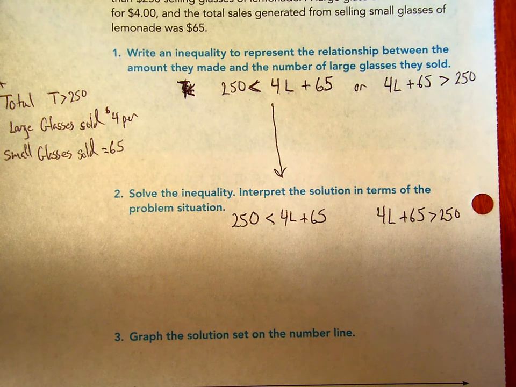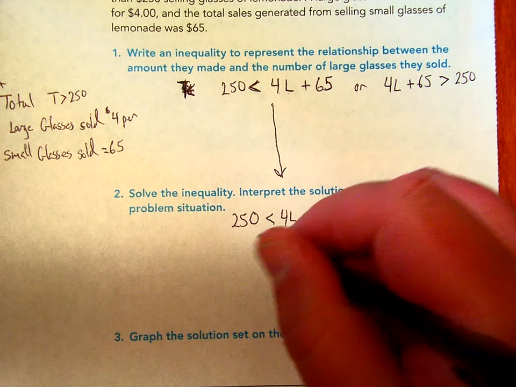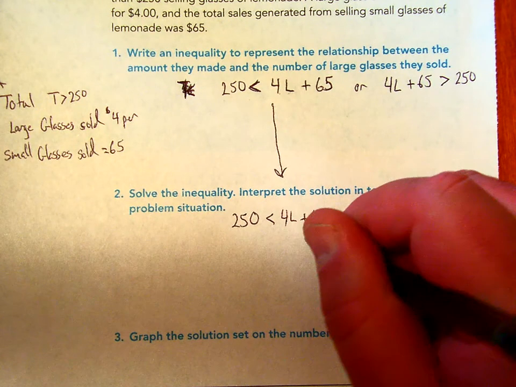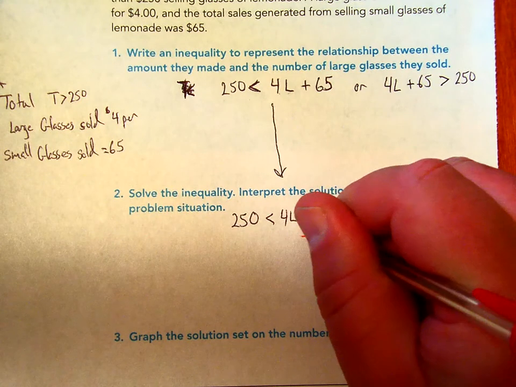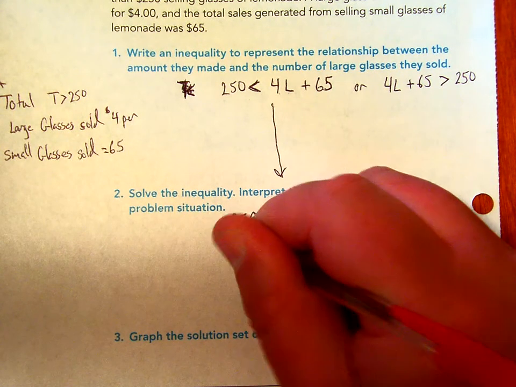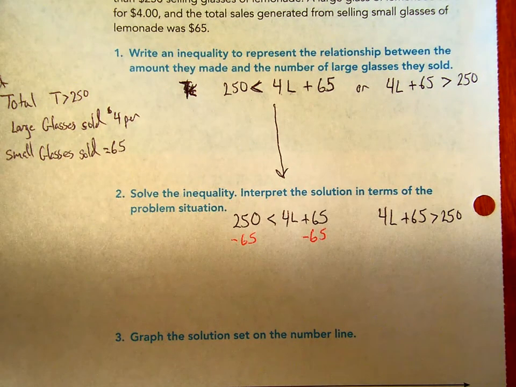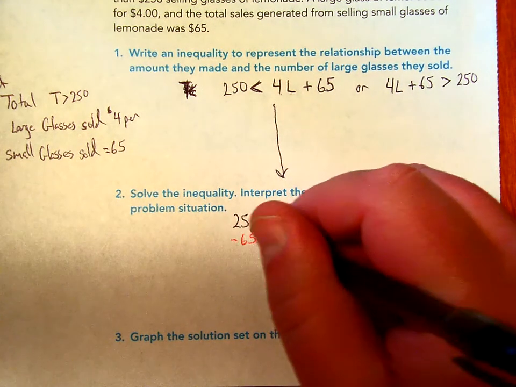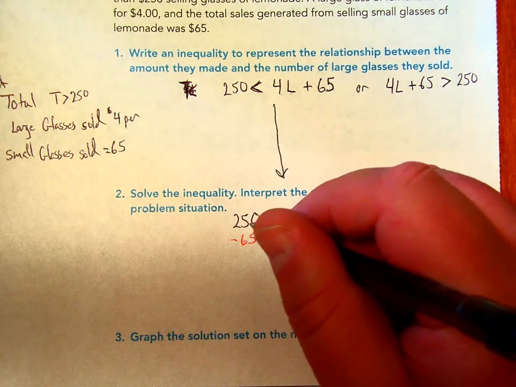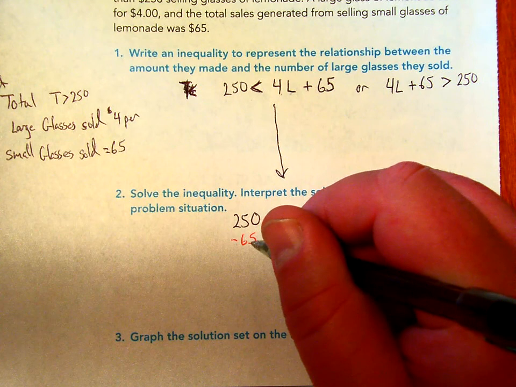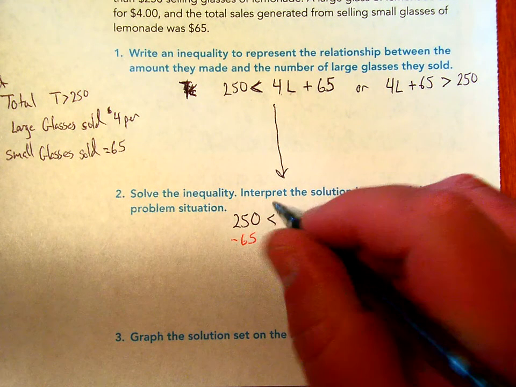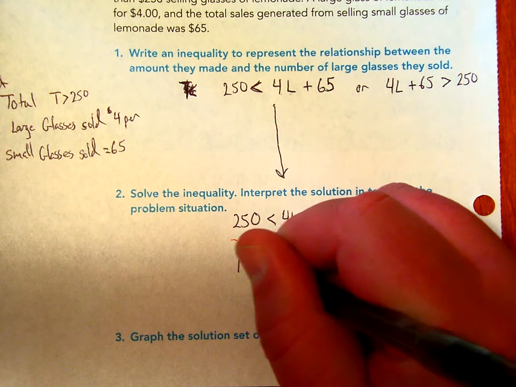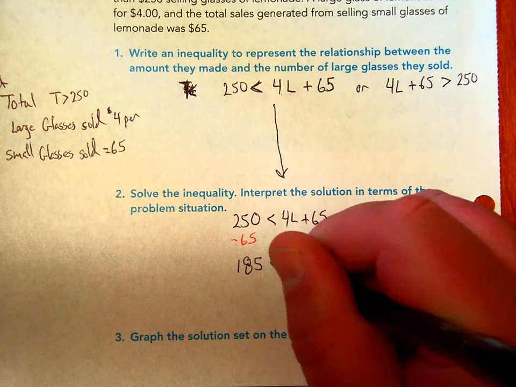And so I need to get L all alone. So I'm going to subtract 65 from both sides. 250 minus 65. Well, 250 minus 50 would be 200. And if I just had 50, that would leave me 15. 200 minus 15 is 185. So 185 is less than 4 times L.